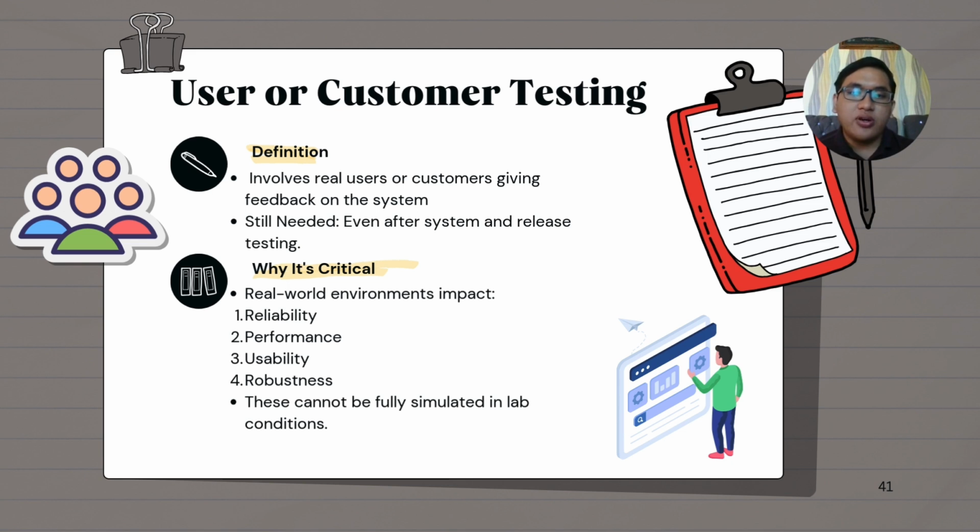We proceed to user or customer testing. The definition is to involve users or customers giving feedback on the system. It is still needed even after system and release testing. So, why is it critical? Because it involves real-world environment impacts such as reliability, performance, usability, and robustness. This cannot be fully simulated in lab conditions.